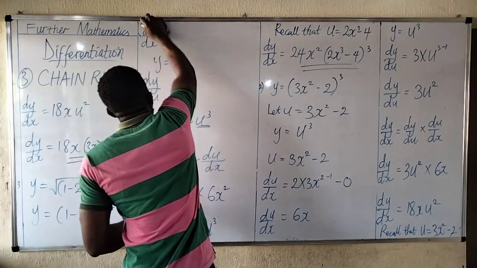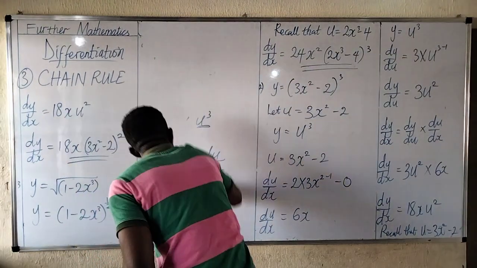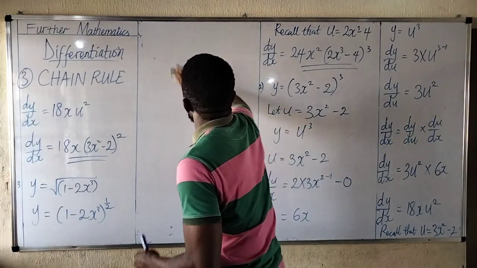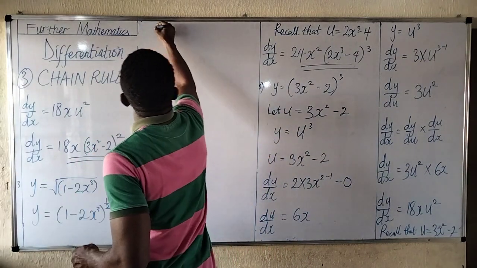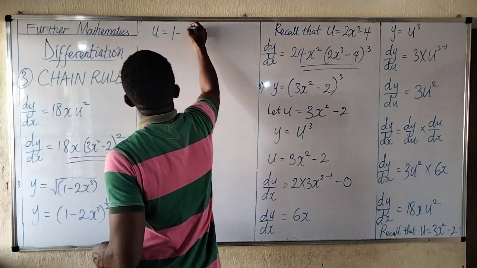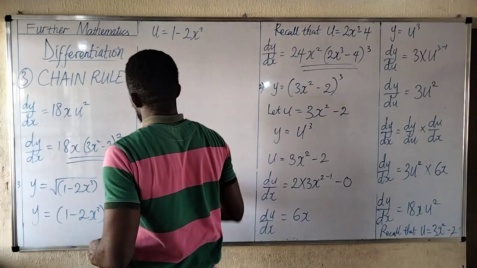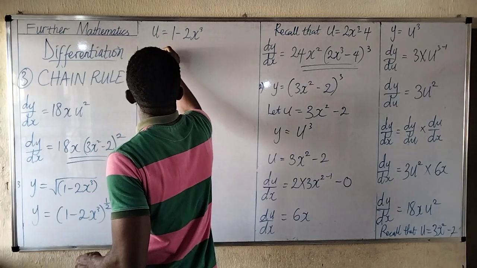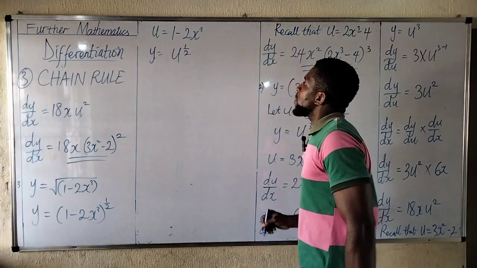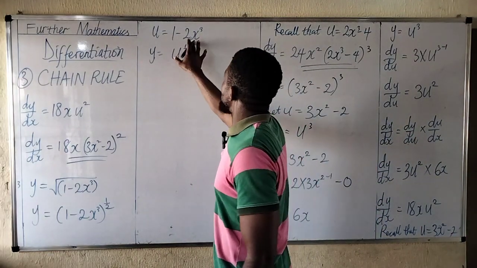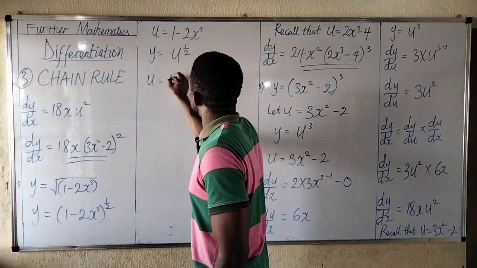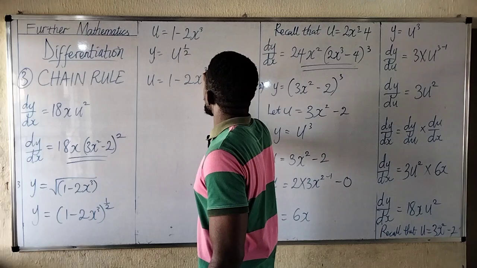Okay, so we continue from this part of the board. So let's start. Our u will now be everything inside the bracket, that is 1 minus 2x cubed. Then our y will be u raised to power 1 over 2. We now differentiate u with respect to x and y with respect to u. So let's start with the first one. u equal to 1 minus 2x raised to the power 3.